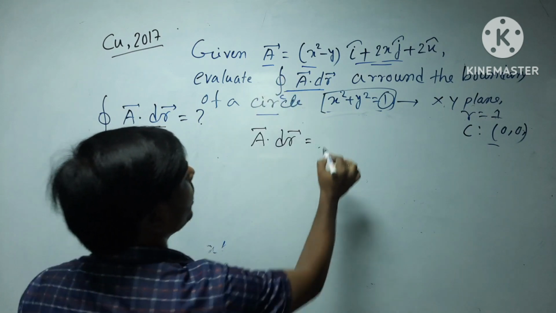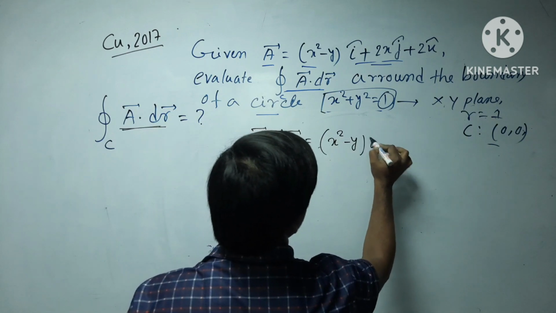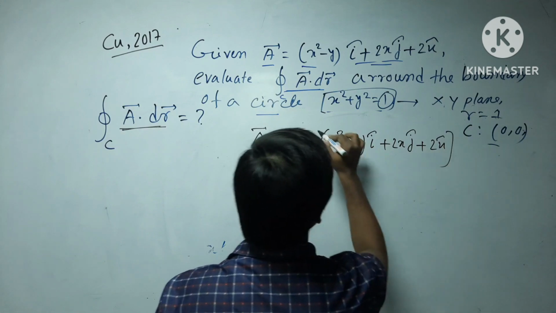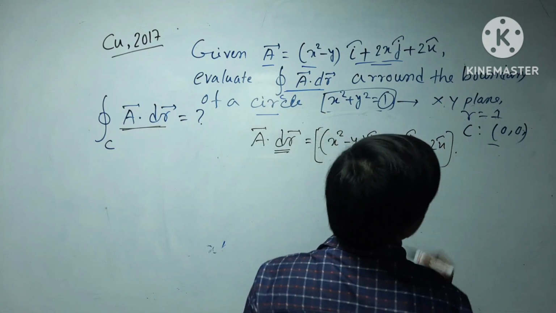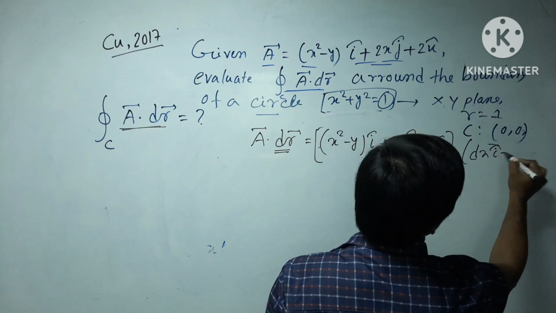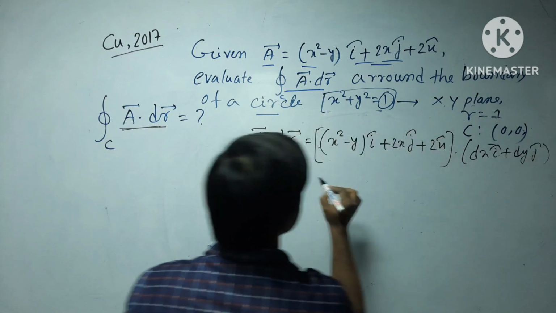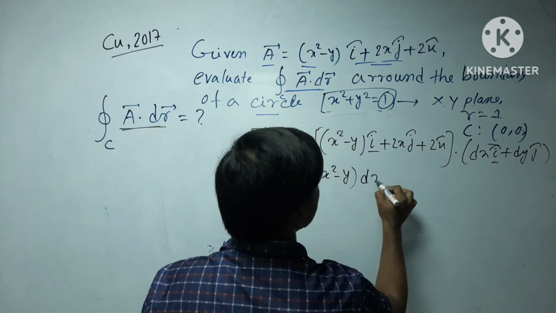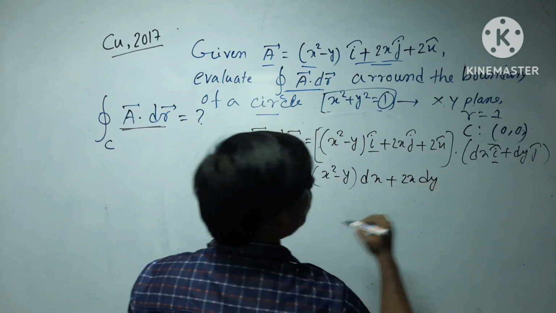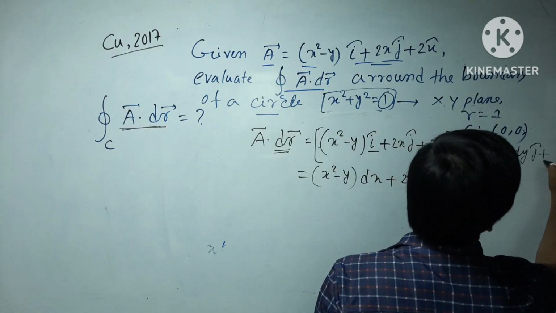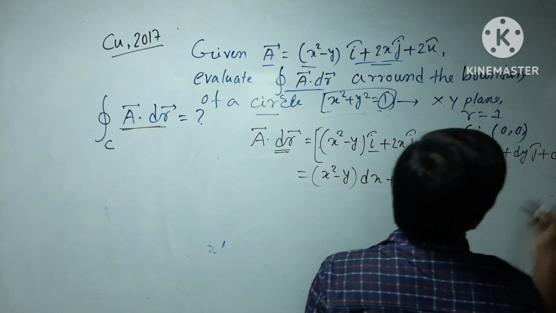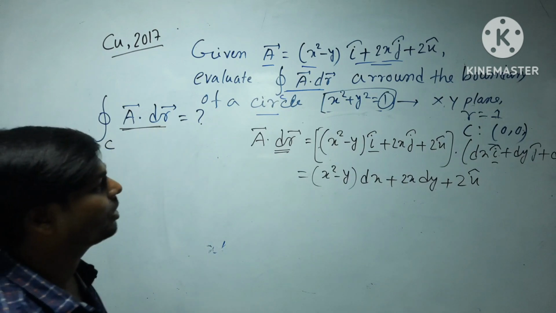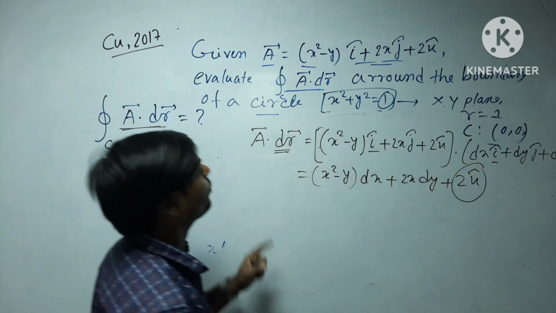So what is the a? A is equal to x square minus y I cap plus 2x j cap plus 2k cap. This is the a vector, and it will be dotted with dr vector. Dr vector means dx I cap plus dy j cap. So it is basically x square minus y I cap এর সঙ্গে I cap হবে, so dx plus twice x dy, sorry there may be dz, so dz k cap, right? So the plus 2 k cap, but we will not consider this z component for a vector dot dr.